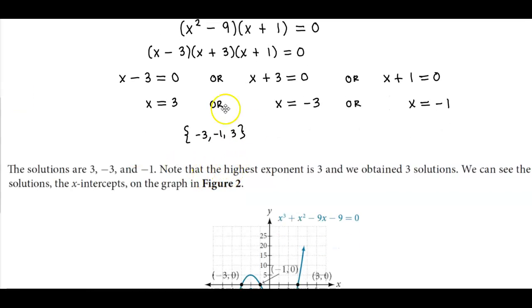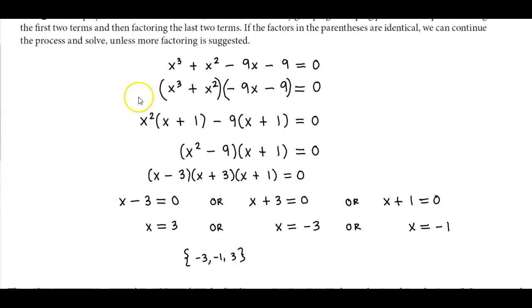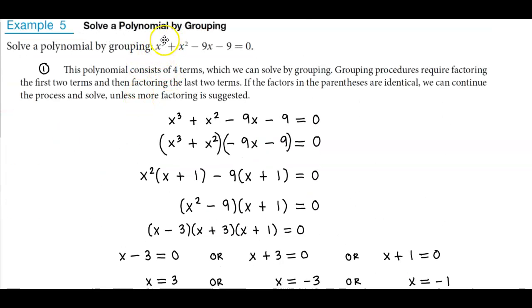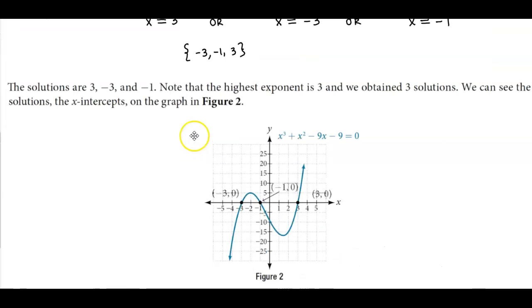So note that the highest exponent is 3 in our problem, so that tells us that we have 3 solutions. That means we're going to cross the x-axis 3 times. Our first x-intercept is negative 3, 0. The next intercept is negative 1, 0. And then the other intercept is positive 3, 0.